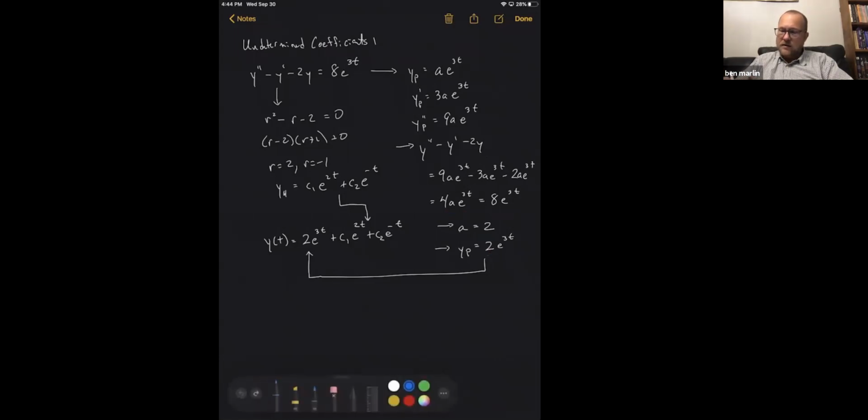Once we've got that, we can just walk right over here, put it in on our y of t, and add in our y sub h that we had before, and we've got the general solution. So that's actually pretty cool.